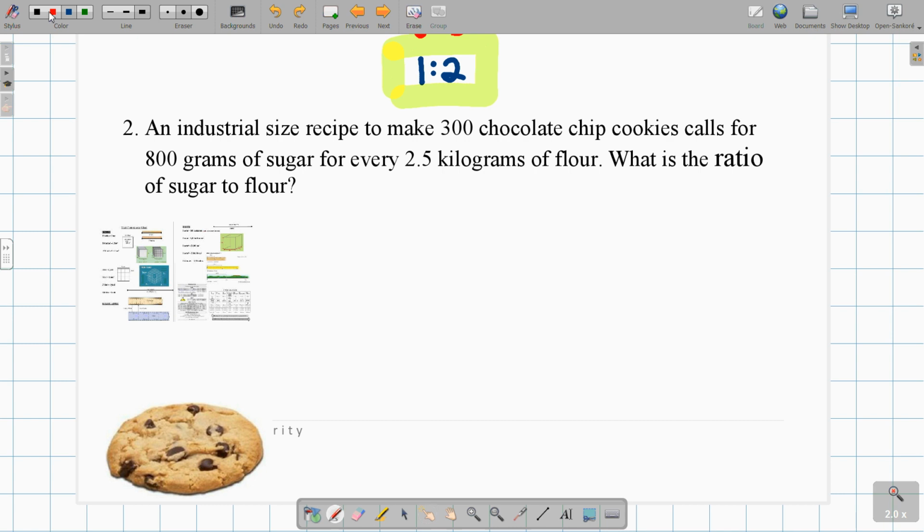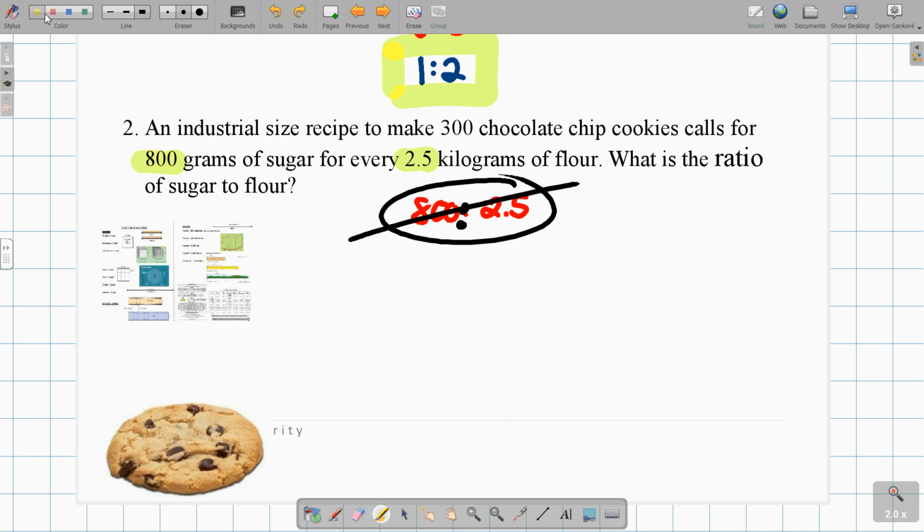So again, what students would normally do is they just see the 800 and the 2.5, and they would write 800 to 2.5, and then they would divide 800 by 2.5 and get some scary decimal and try to say that's the answer. It's not 800 to 2.5. By the way, that would mean it's nearly double the amount of sugar to flour by several hundred. Okay, so be very careful.